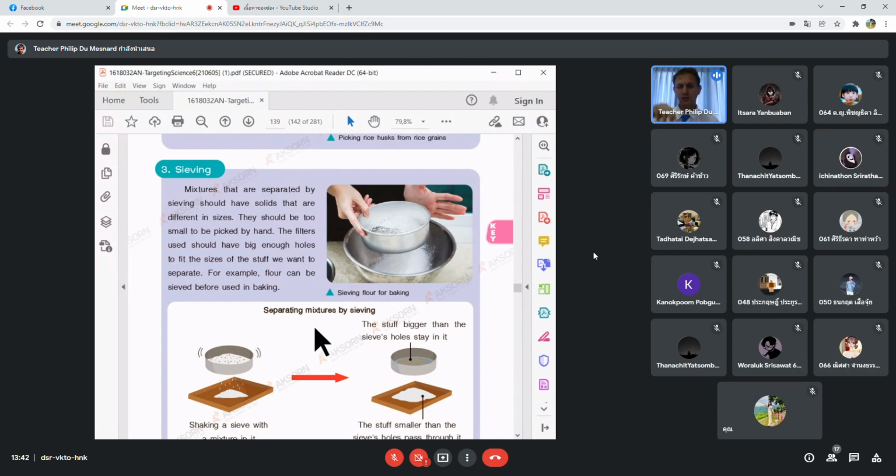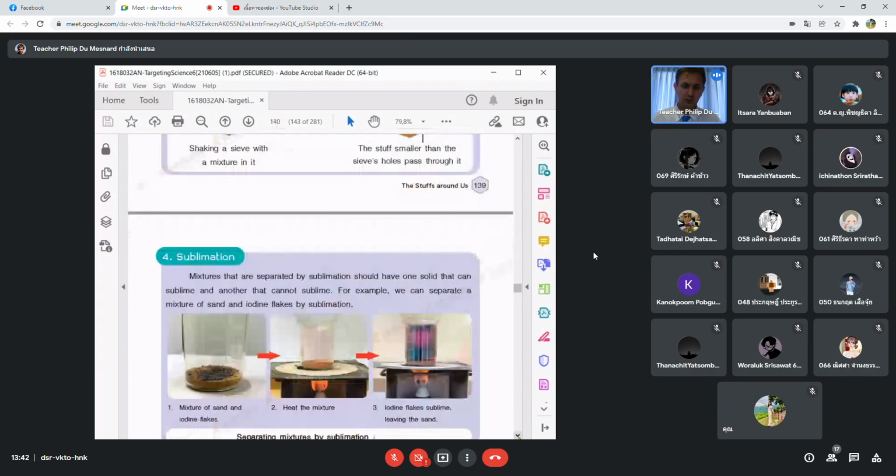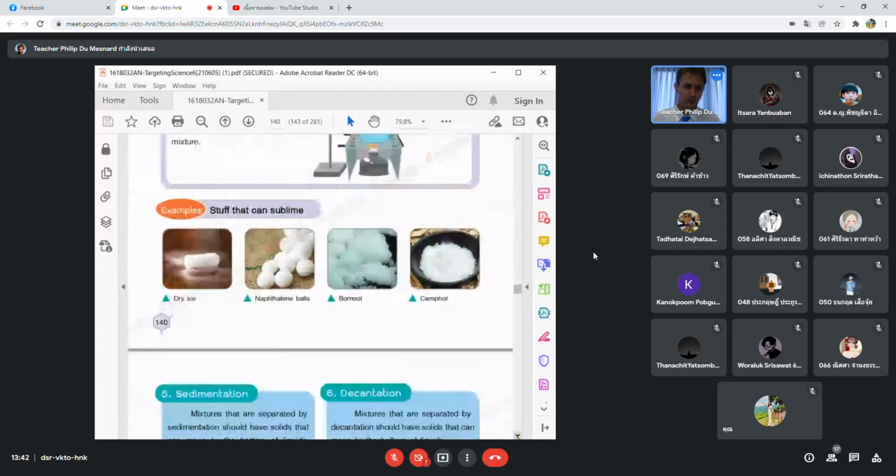Class, what about if I want to separate coffee beans and coffee? Can I use a sieve, yes or no? Can I separate coffee beans and coffee with a sieve? Yes or no? Yes. So you can, but I think filtering is going to be better. So let's go to filtering.